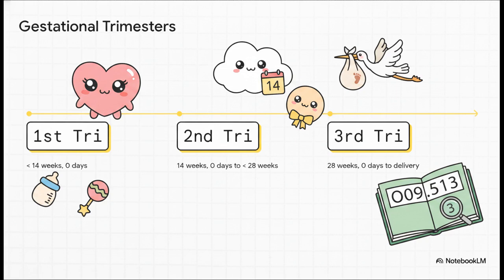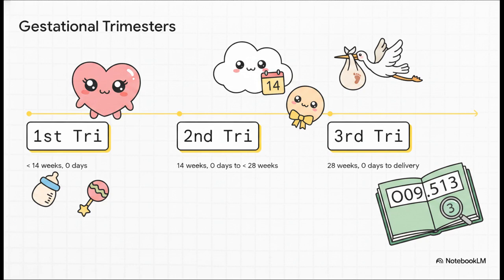The second trimester spans from 14 weeks, 0 days up to less than 28 weeks, 0 days, and the third trimester takes us from 28 weeks, 0 days all the way to delivery. As a coder, your first listed or principal diagnosis code always identifies exactly where in this gestational period the patient is during their current encounter.